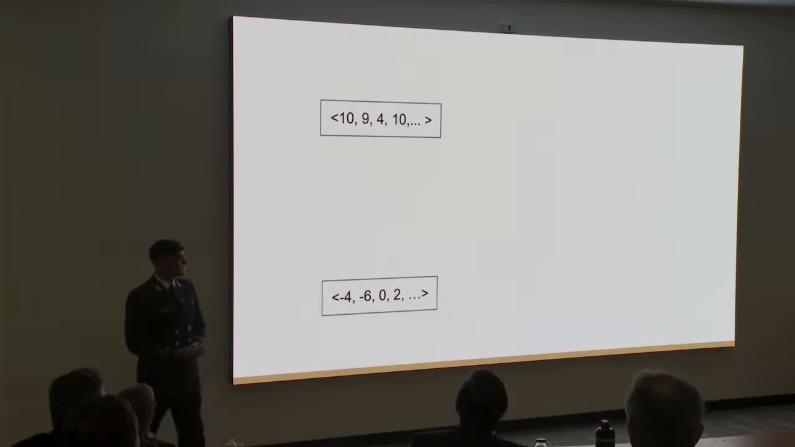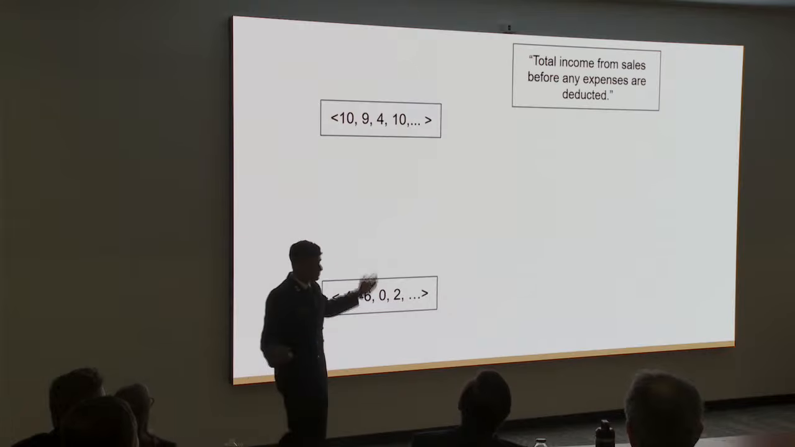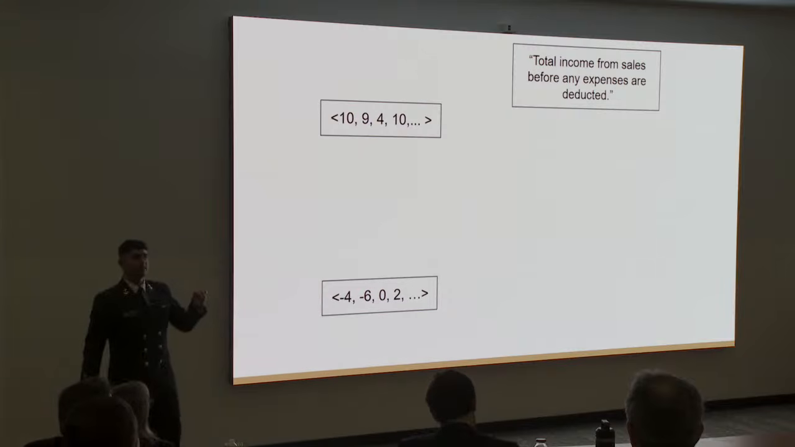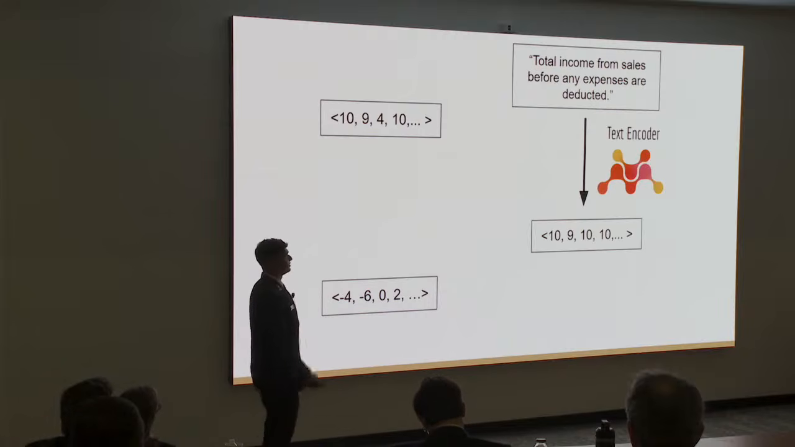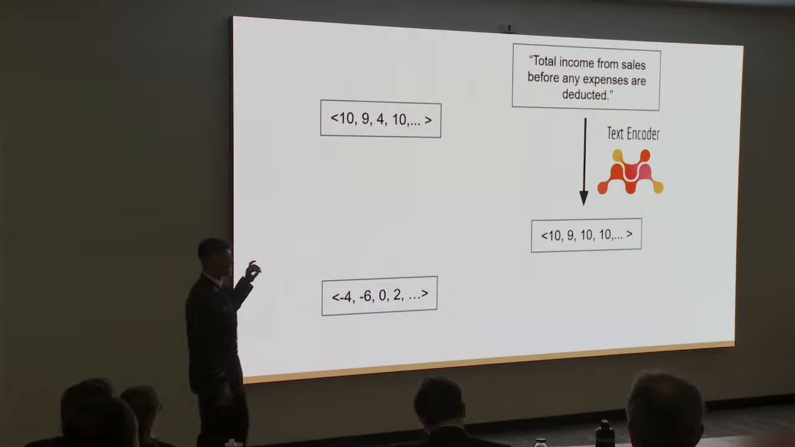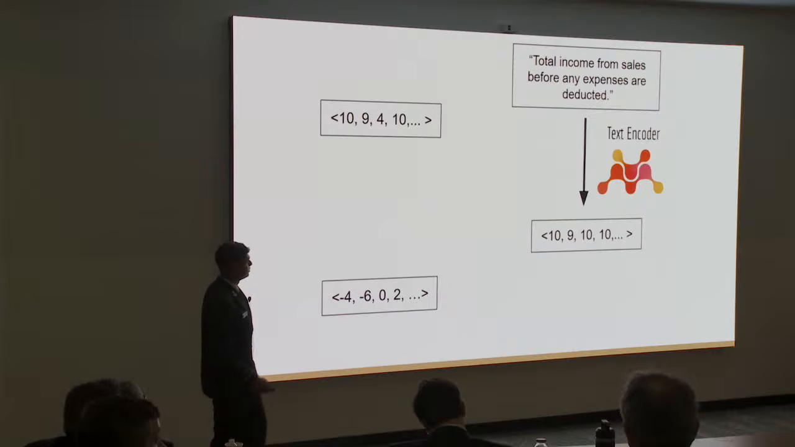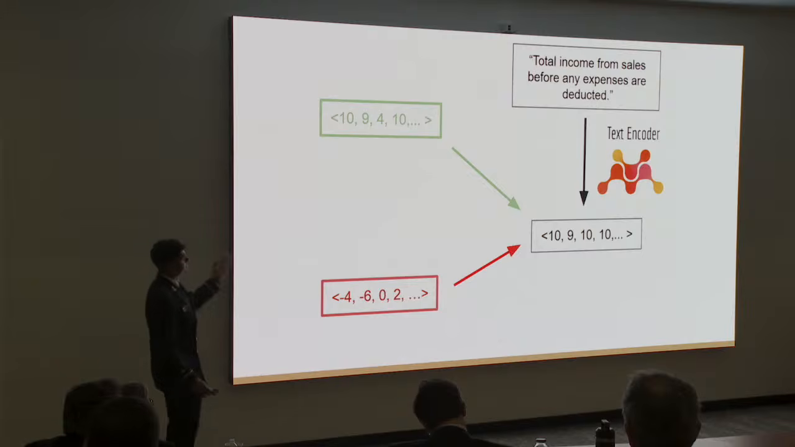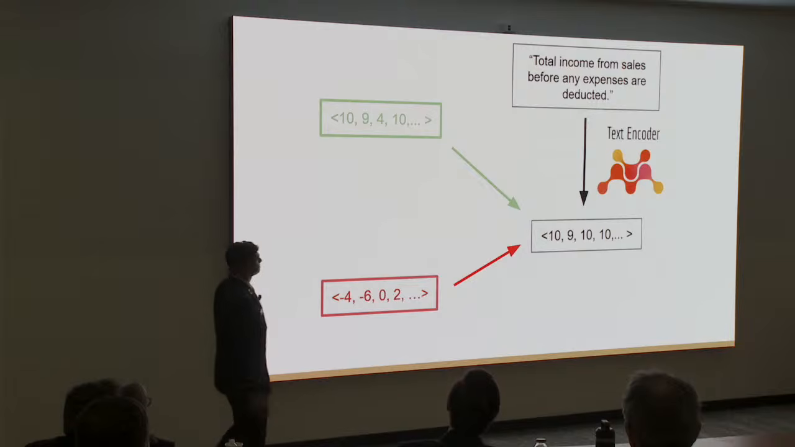Let's take these vectors and compare them to the definition of a key performance indicator. Let's do total revenue again. Total income from sales before any expenses are deducted. We're going to turn that also into a vector using the text encoder. And we're going to take the cosine similarity between the 2 sentences that we found and our key performance indicator definition. And the closer one, that's the one that's a match. That's the sentence that we define as talking about total revenue.